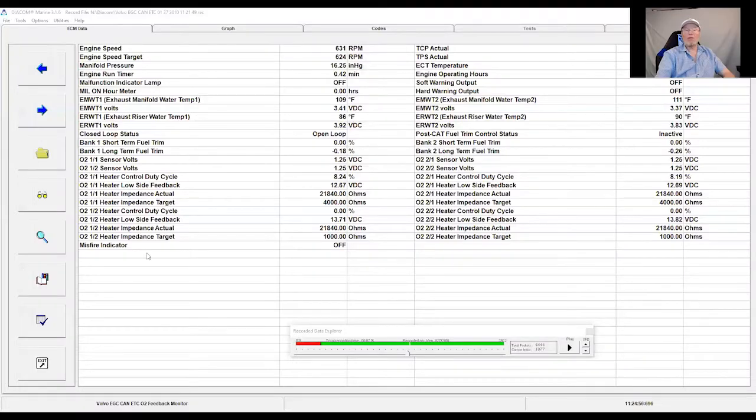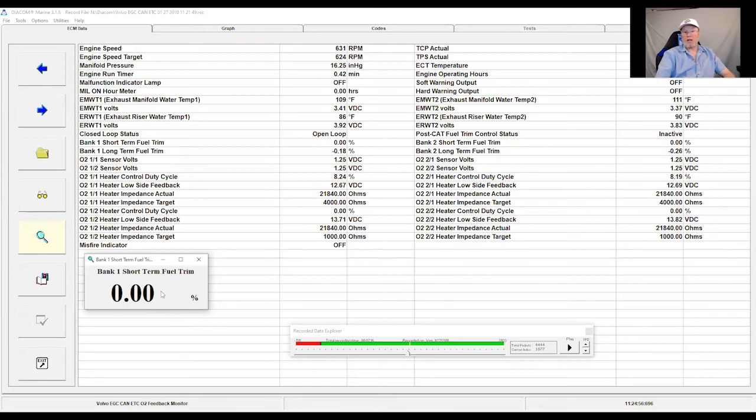So let me get into DIACOM. I'm going to go into that program real quick and show you what the program shows you. So basically what we have up here is bank one, short-term fuel trim. So let's talk about that real quick. In the service manual and in the training, it will talk about this, and I'm just going to add to it. Basically, short-term fuel trim means that the ECM is going to change fuel delivery. And as it changes fuel delivery, this number will change.